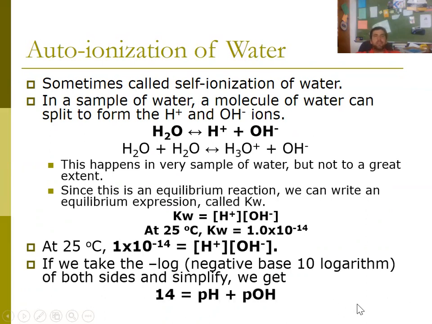So we simplified this down, and this is why we learned about pOH really. We know that pH plus pOH is 14. So if the pH is 7, the pOH is 7. If the pH is 4, the pOH would be 14 minus 4, which would be 10.